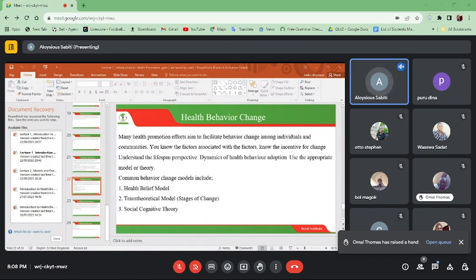So, for example, this health belief module can help you assess even the fact that individuals were not taking the COVID-19 jab in very many communities. So, the perceived susceptibility was that they are not at risk of developing a condition. Two is the perceived severity.